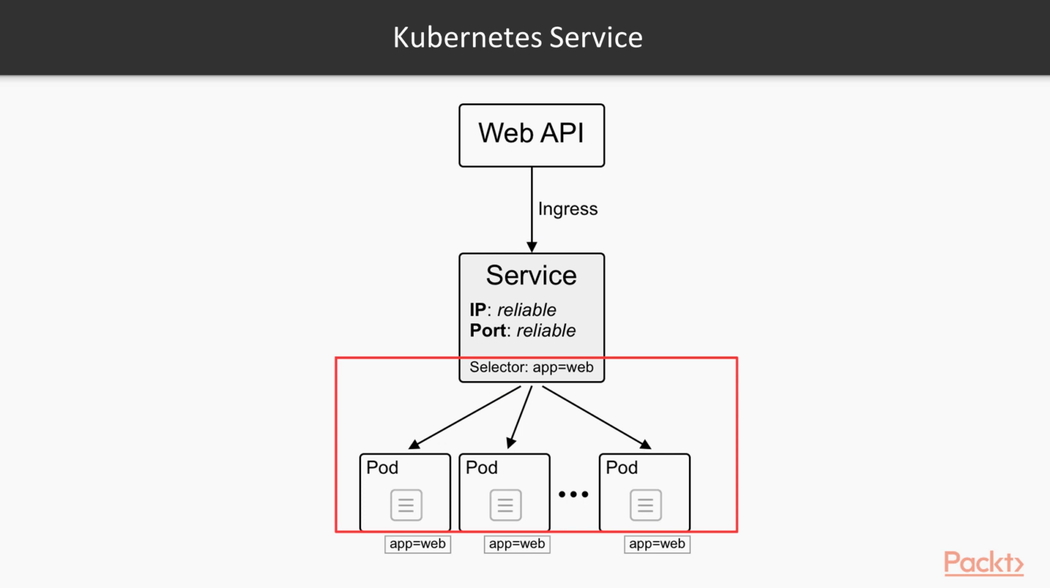The pods that the Kubernetes service is proxying are determined by the selector defined in the service specification. Selectors are always based on labels. Every Kubernetes object can have 0 to many labels assigned. In our case, the selector is app equals web. That is, all pods that have a label called app with a value of web are proxied.